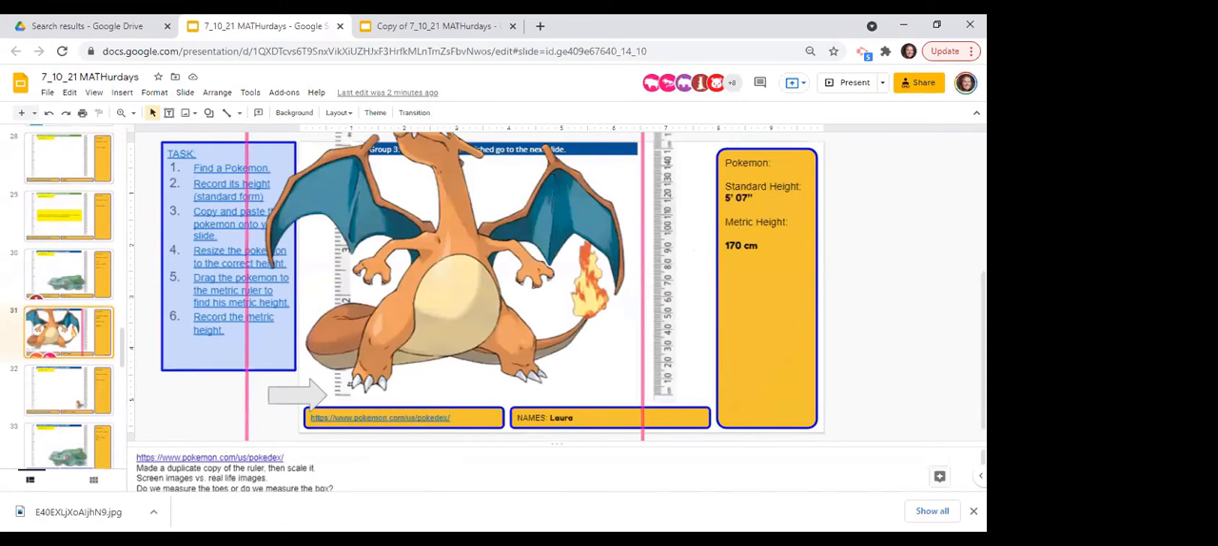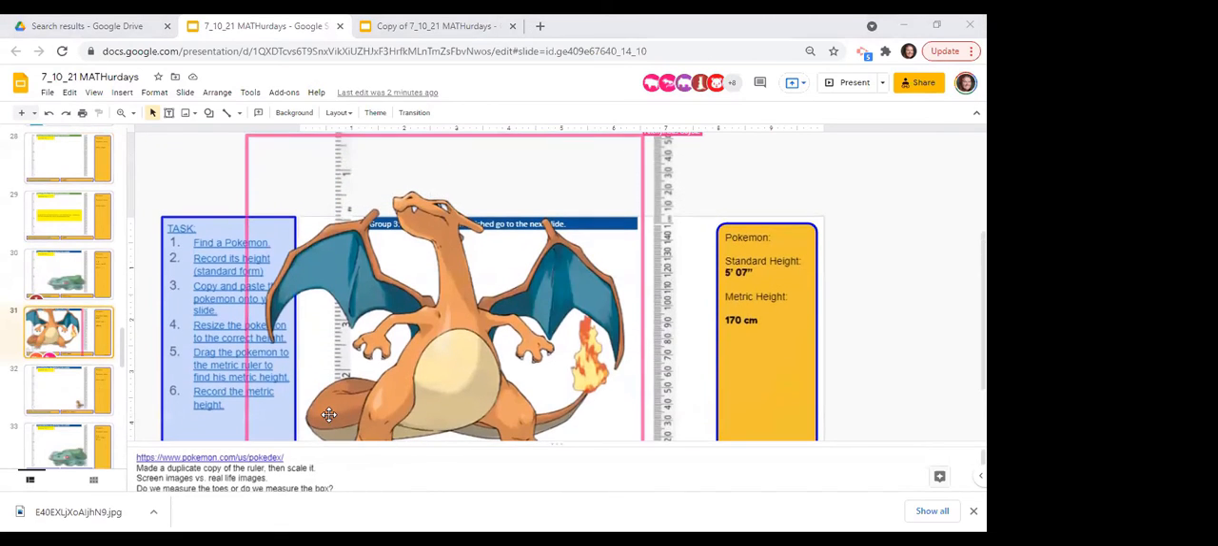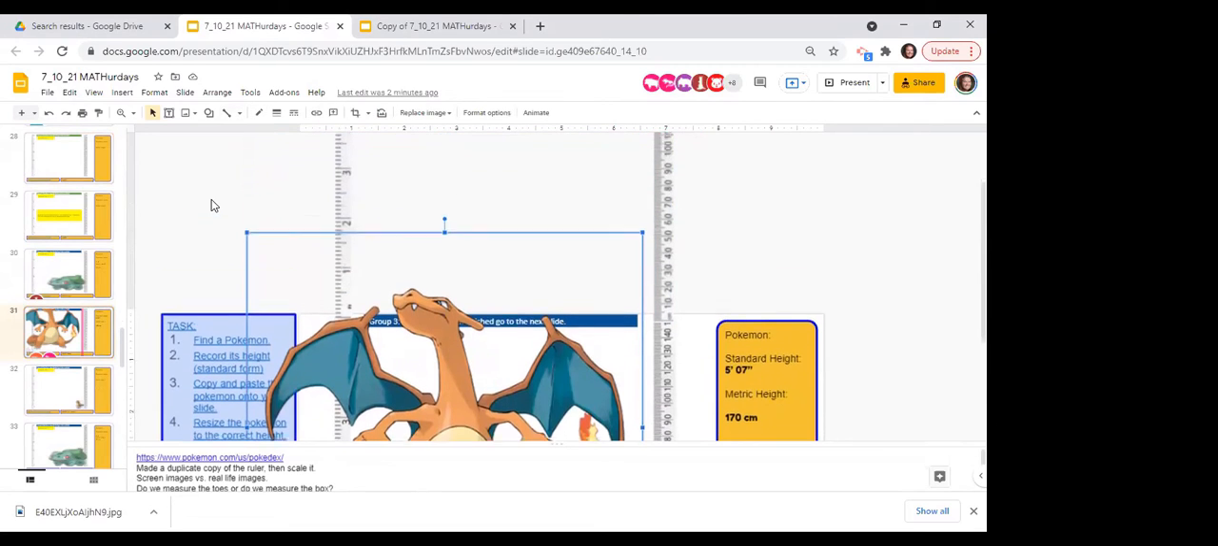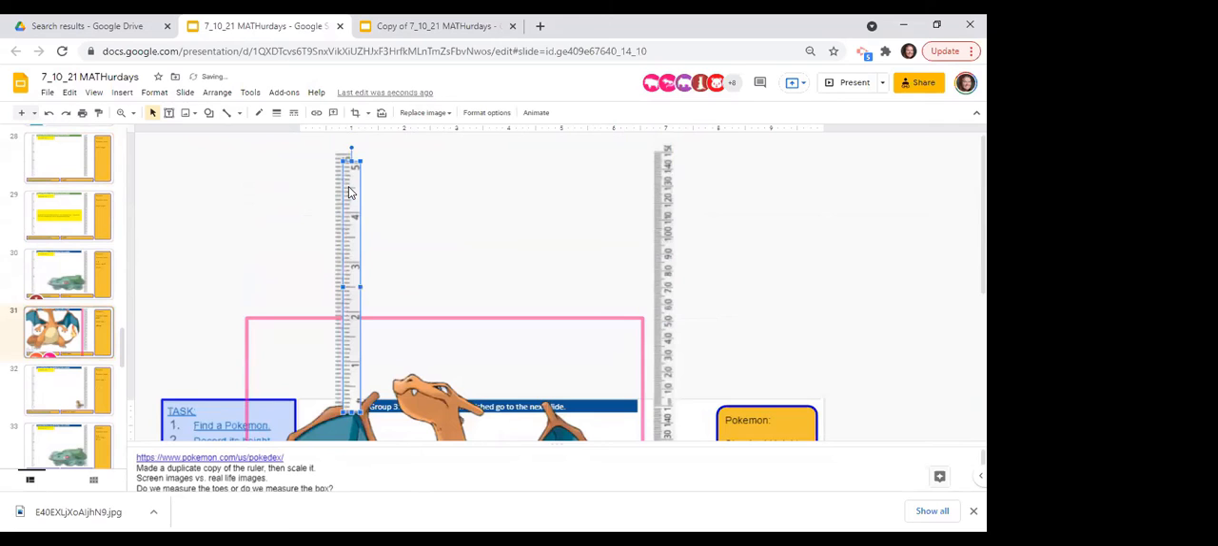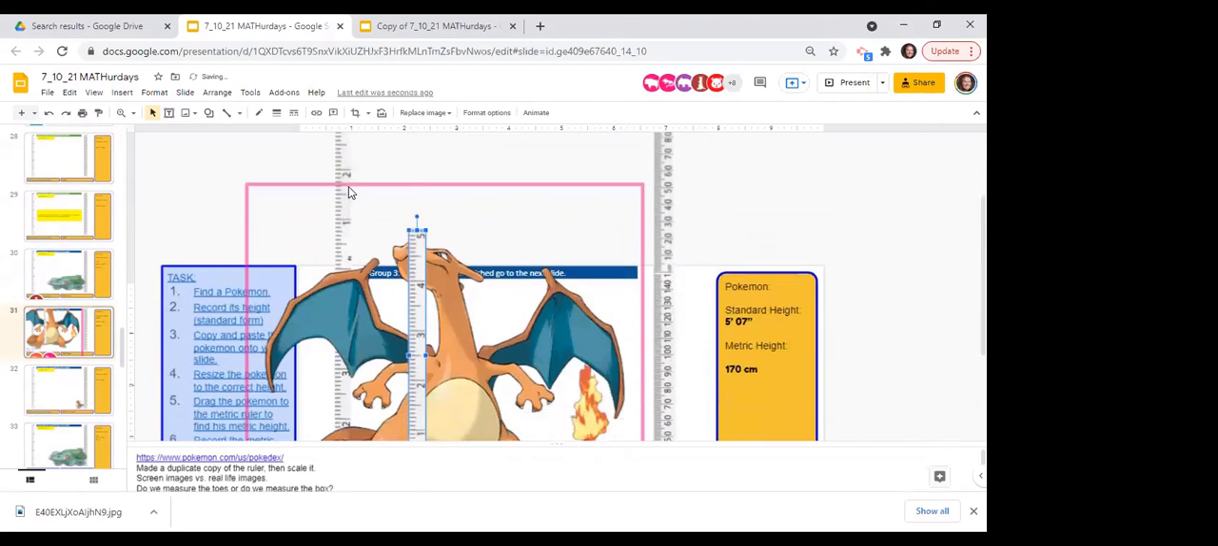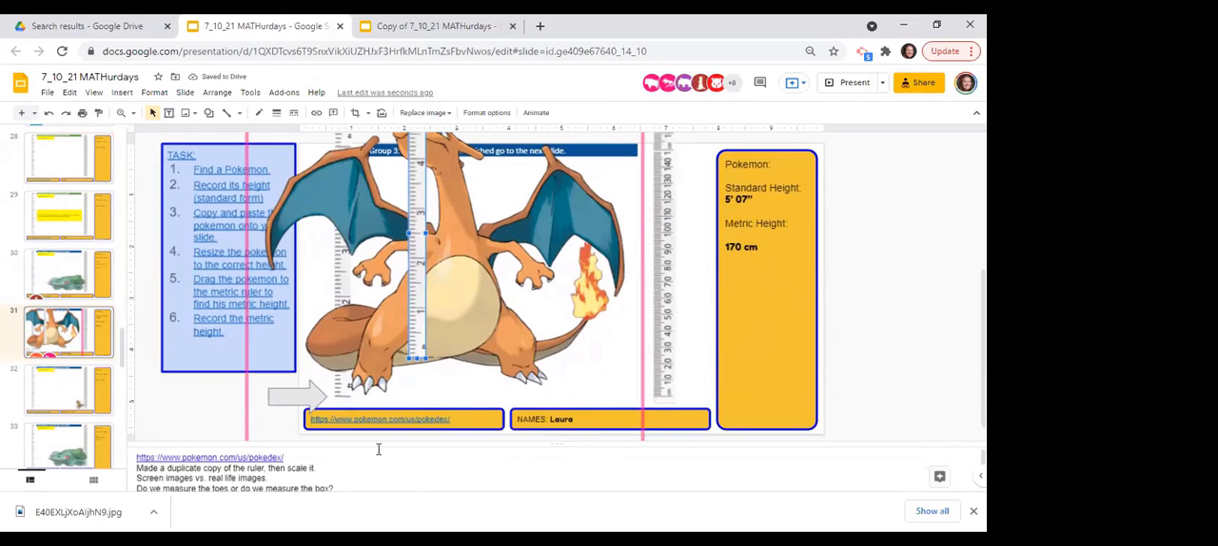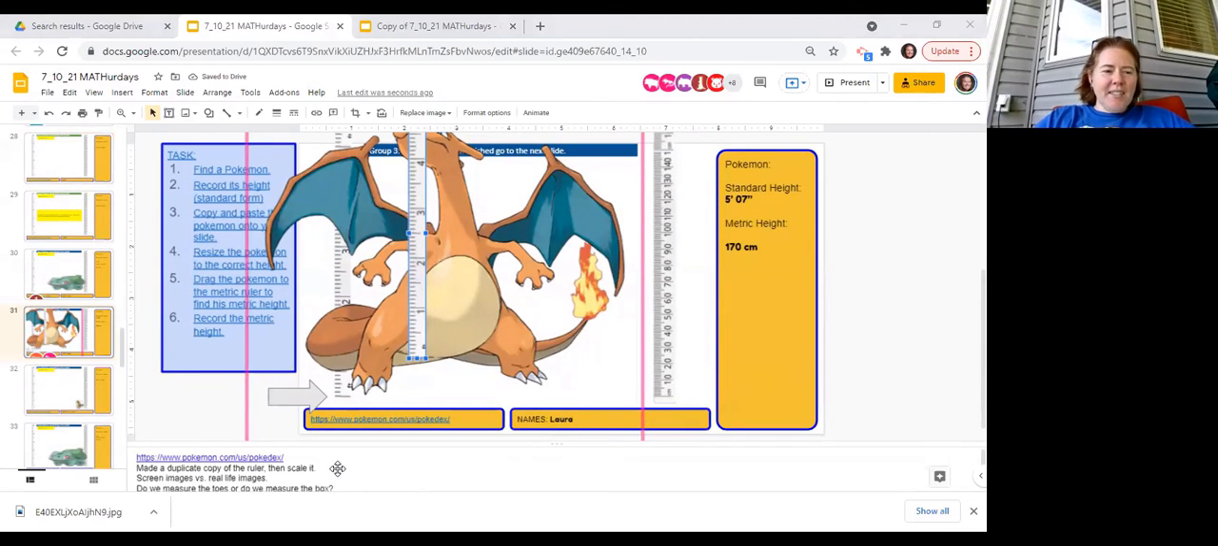Okay. So what I did was I took a screenshot of the original ruler because it's locked into the background, so I couldn't move it. Obviously, that was purposeful. So I took a screenshot of the ruler and then I stretched it so that it would be the same proportion as the original ruler, and then tacked it on to the top so that I could build a longer ruler. Perfect. That's on slide 31.